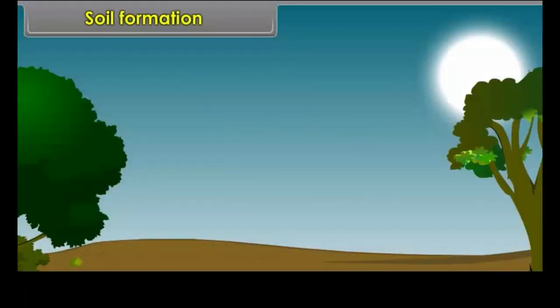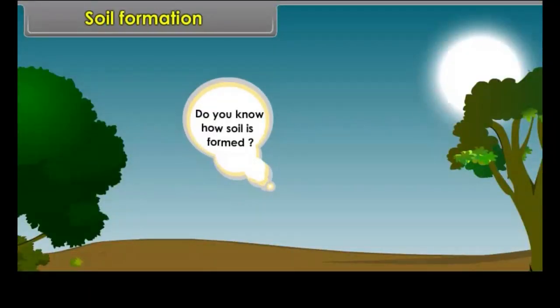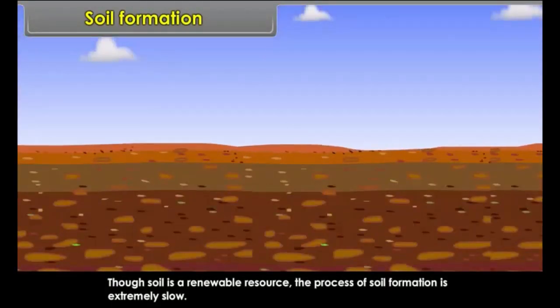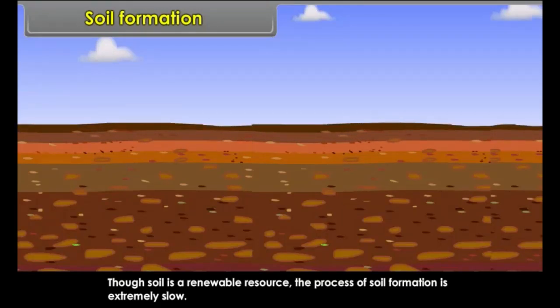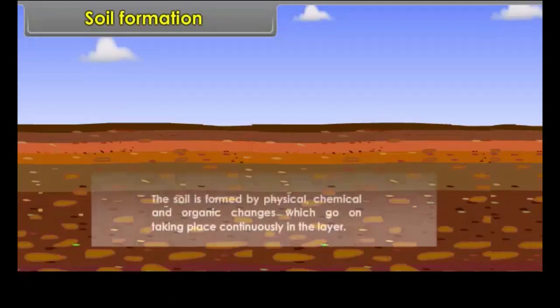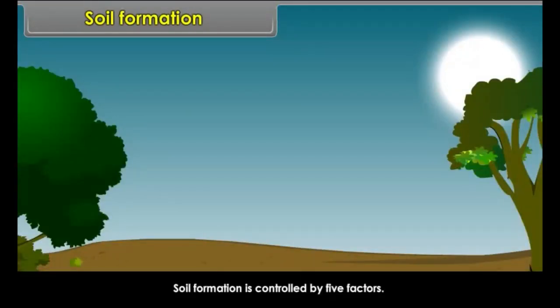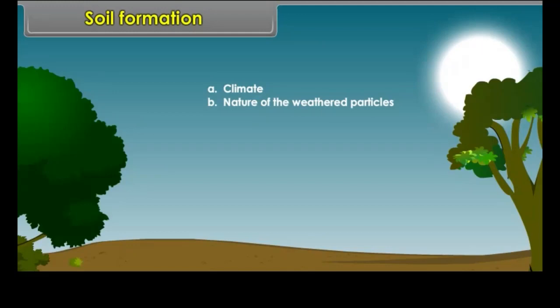Soil formation. Do you know how soil is formed? Though soil is a renewable resource, the process of soil formation is extremely slow. The soil is formed by physical, chemical and organic changes which go on taking place continuously in the layer. Soil formation is controlled by five factors: climate, nature of the weathered particles, topography, time and soil profile.